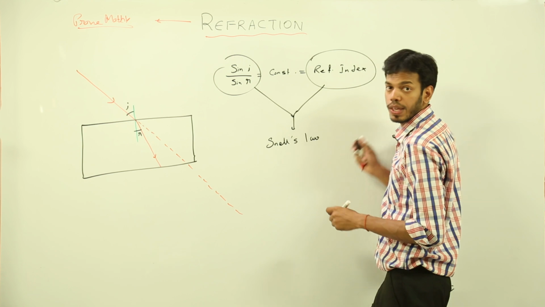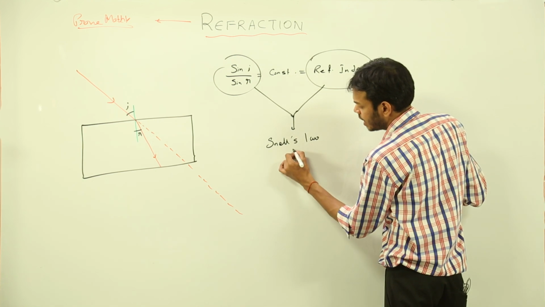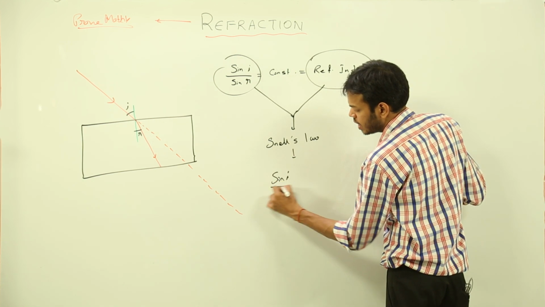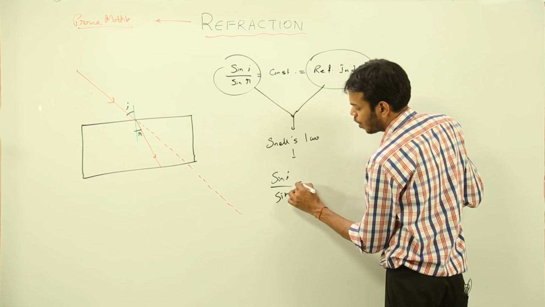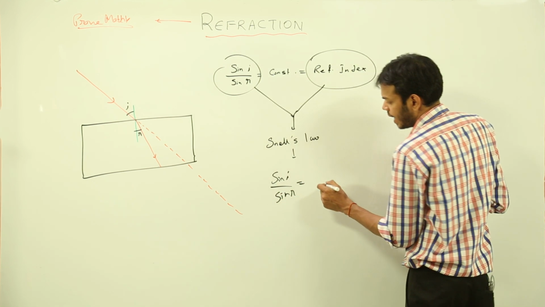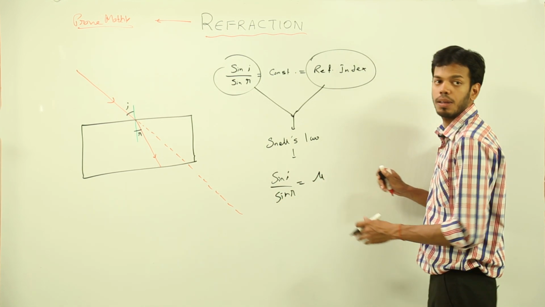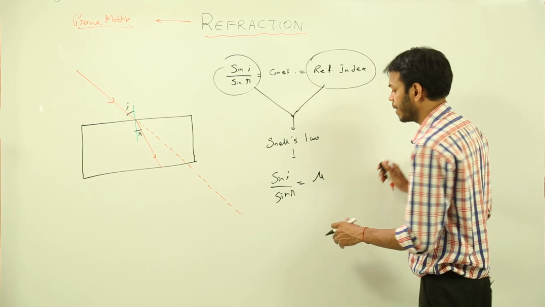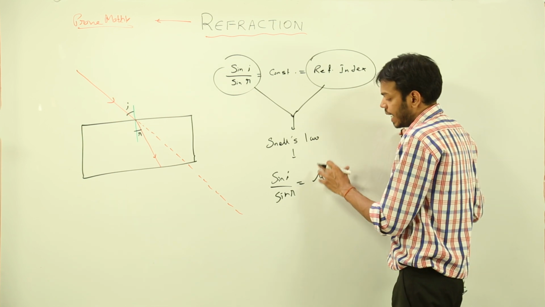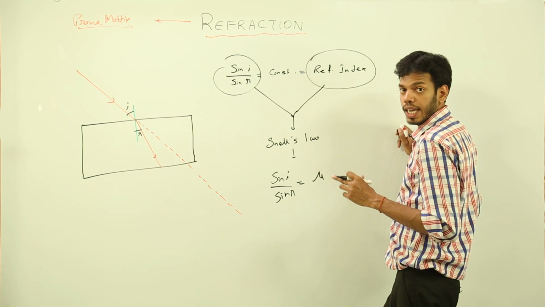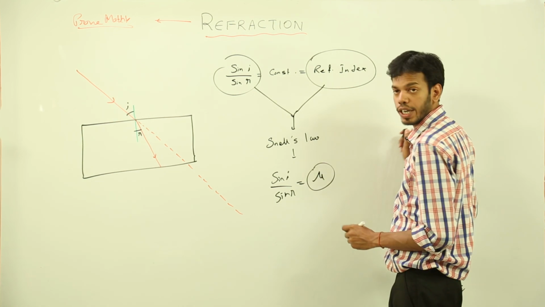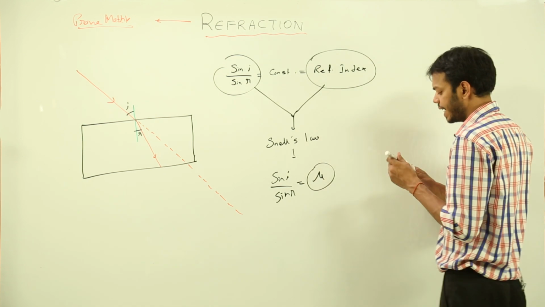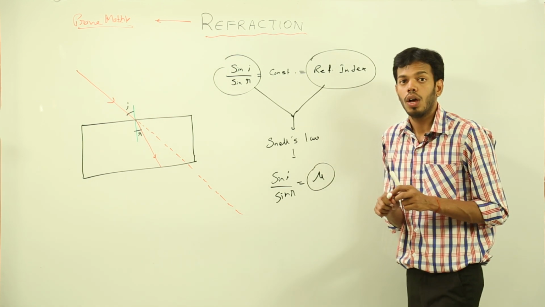What is Snell's law? Snell's law states that sine of angle of incidence over sine of angle of refraction for a medium is called its refractive index, but this law will be explained to you in a very different way. What is this law? Refractive index is a relative quantity. I'll explain what a relative quantity is.